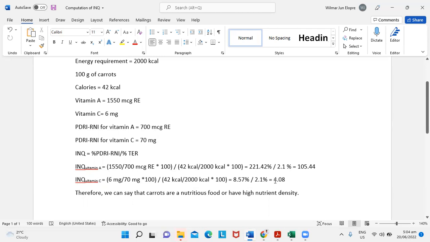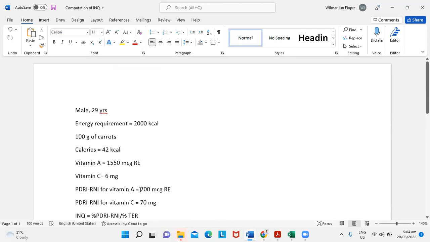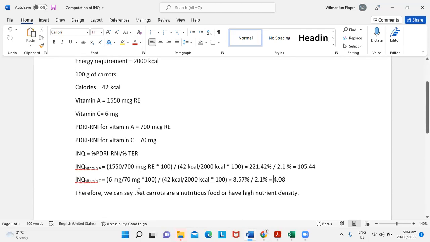So therefore, check siya sa vitamin C. And since duha na nga nutrients ang niabot or ninubrag 2, so we can say that carrots are a nutritious food or have high nutrient density. So we can say that carrots are a nutrient dense food. Okay? So inana ra siya guys. Inana ra pag determine sa INQ. Sige.